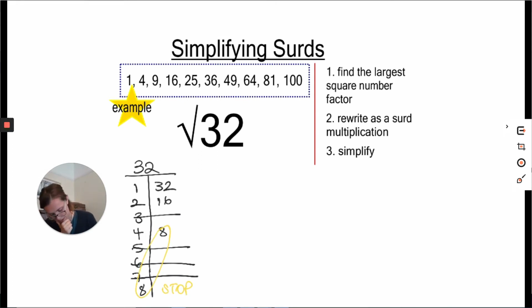So I draw my snake, and my snake goes like this. And I'm looking for the biggest square number in my list. So again, you've got the choice of a few numbers here.